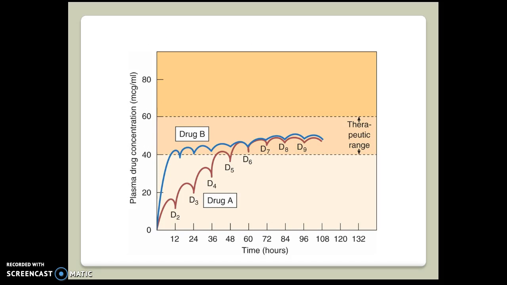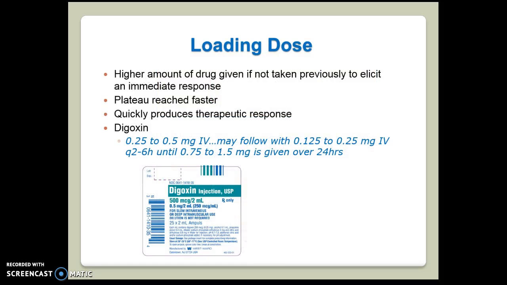This is one of those things, it's not a need to know, but it kind of shows how multiple doses of drug A are going to get it to the same place that not as many doses of drug B needs. Right, this is digoxin, and digoxin is one of those medications that needs to be loaded. The loading dose is usually a higher amount of drug given initially to elicit an immediate response. And the idea is you load up a patient on medication to get to that plateau faster. So with DIG, you would give 0.25 to 0.5 IV as a loading dose to follow with 0.125 or 0.25 milligrams IV as a maintenance dose.